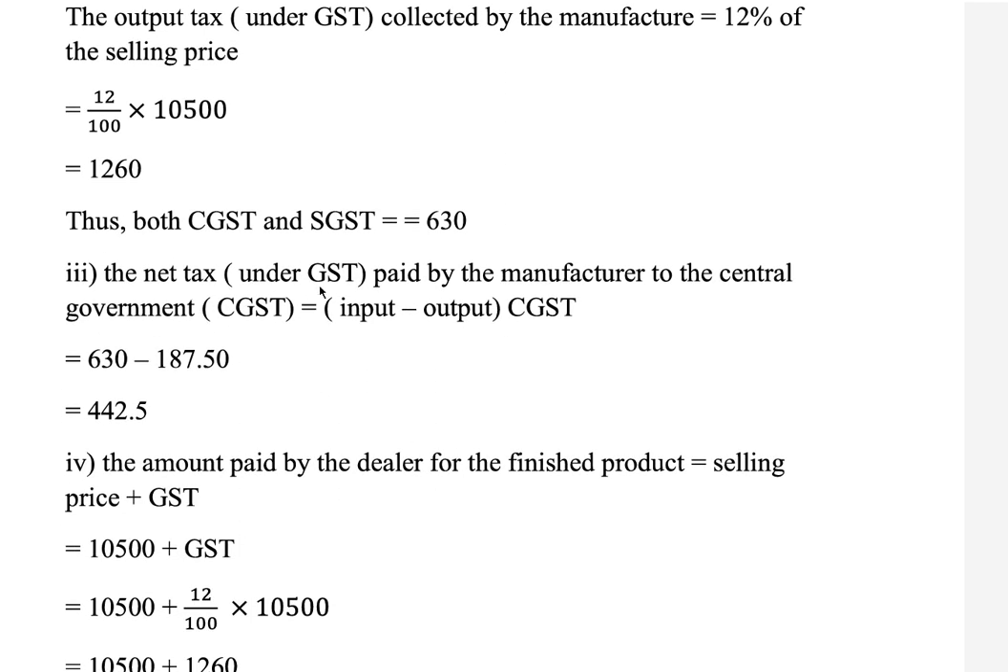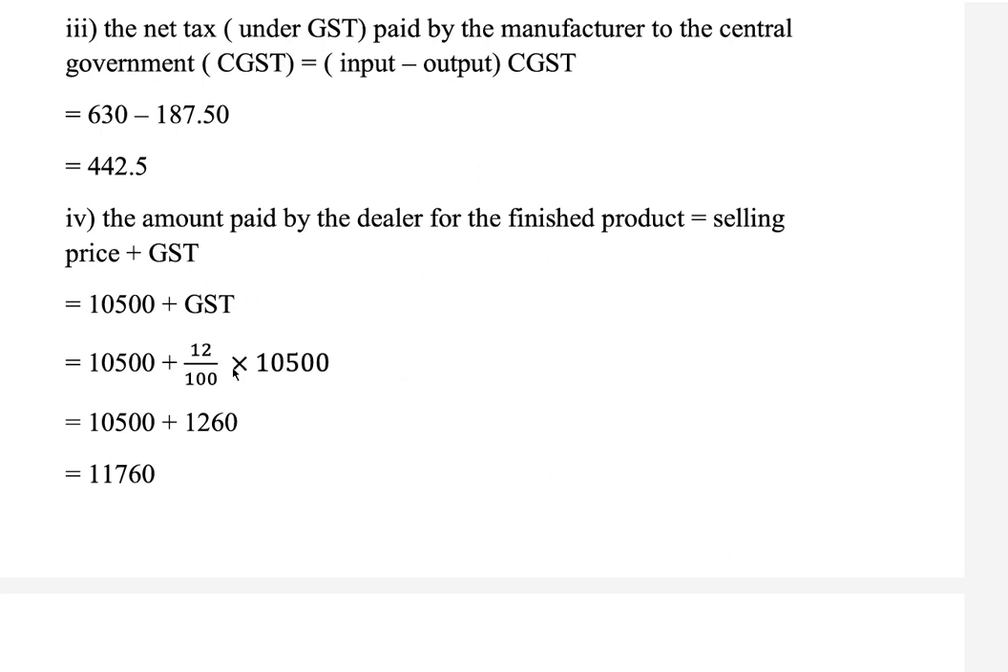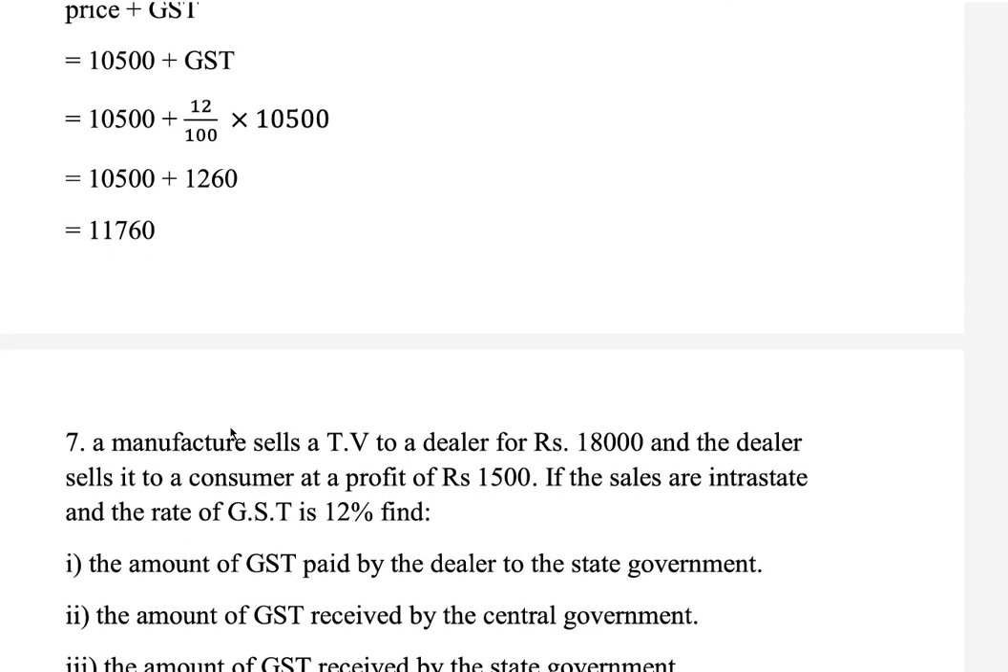The net tax under GST paid by the manufacturer to the central government, CGST, that is output minus input. Okay, 630 minus 187.50. The amount paid by the dealer for the finished product will be selling price plus GST, that is 10,500 plus 12% of 10,500, that comes to 11,760. Okay.